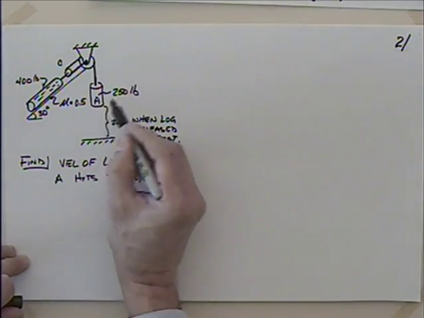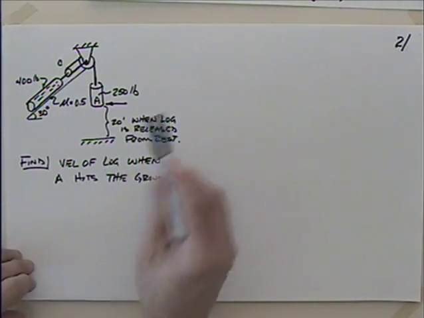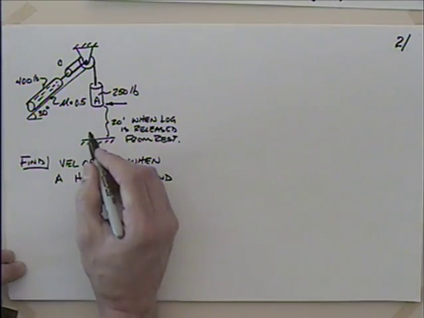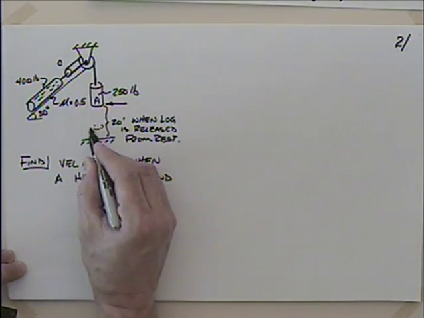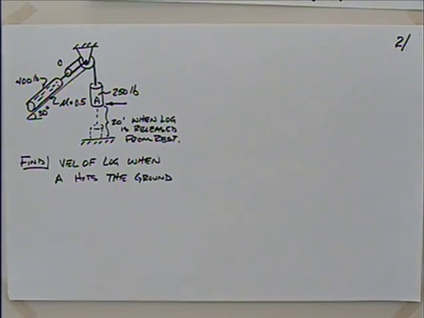And our counterweight here, you can imagine this thing is being held at this point, and when we release it, it's 20 feet above the ground. And what we'd like to find is the velocity of the log. How fast is the log going up that ramp when the weight hits the ground? You could imagine the weight coming down here and hitting the ground. And we'd like to know how fast the log is going when that happens.